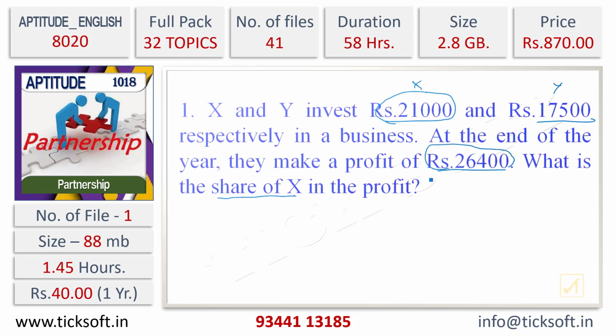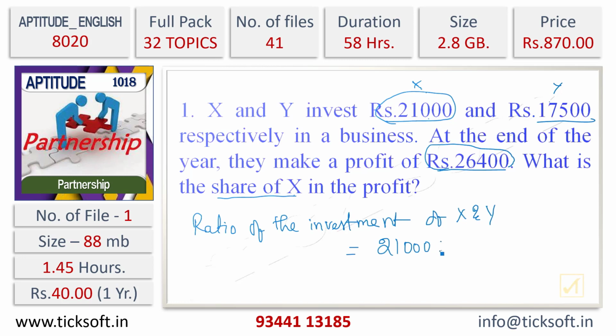So here we already know a formula for this. What is that? The ratio of the profit will be equal to the ratio of their investment. So we have to find out the ratio of the investment of X and Y. So this will be equal to 21,000 is to 17,500. Now what we are going to do is divide these two terms by 100. So here 21,000 divided by 100 is 210 and 17,500 divided by 100 is 175.